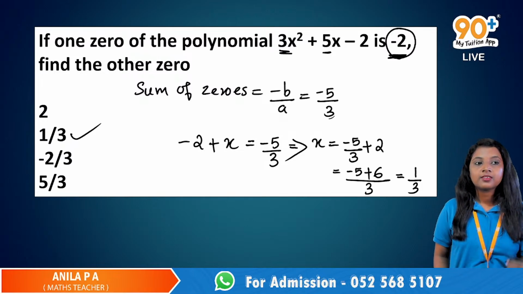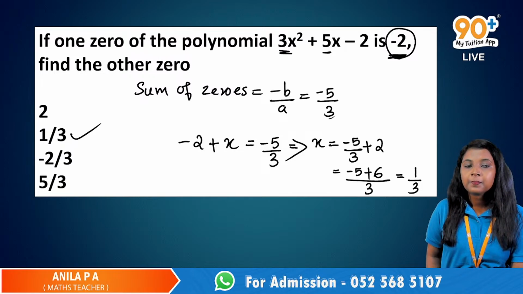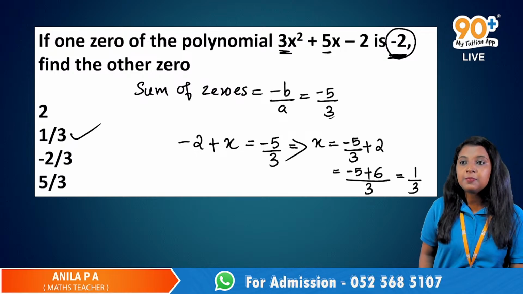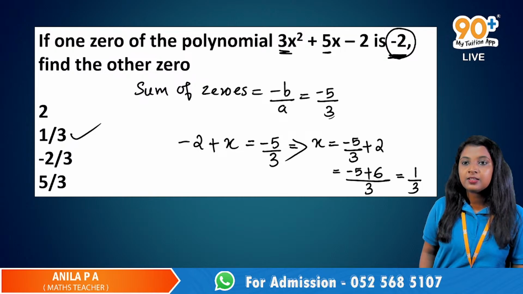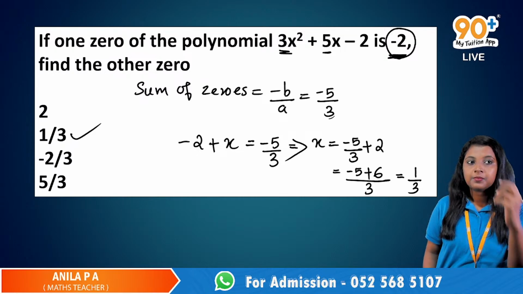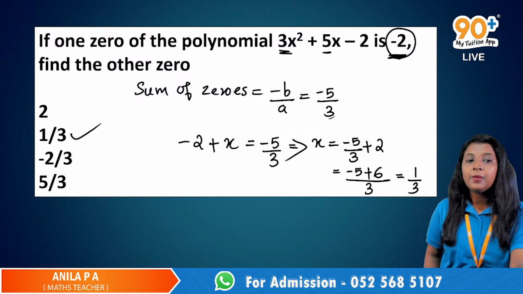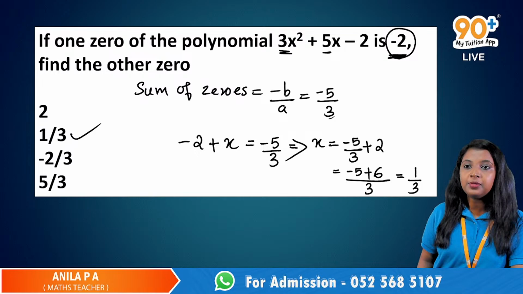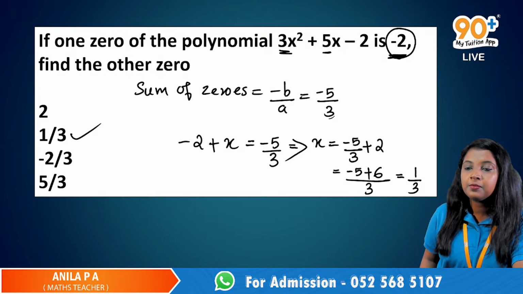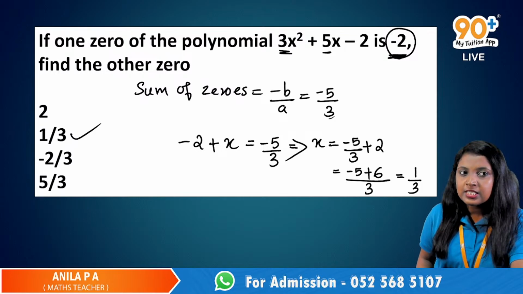Ma'am, in here, why can we do the splitting the middle term and get an answer? But when I did it, I got minus 5 by 3. Yeah, minus 5 by 3. So which was your method? Splitting the middle term.